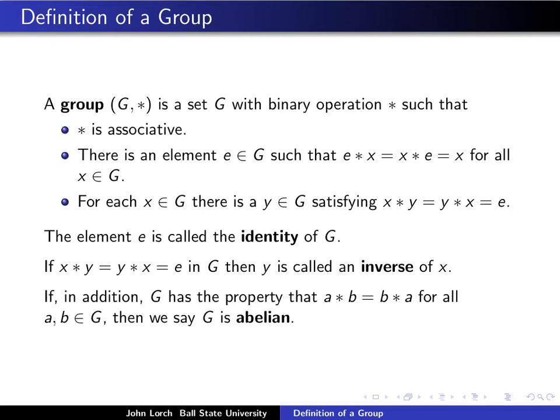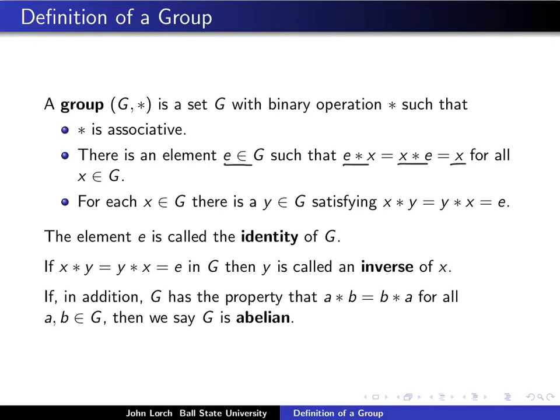The second property is an identity property. It's asserting that there's a special element, E, lying in G, such that when we apply E to X, either on the left or on the right, it leaves X unchanged. And that's going to be true for any X whatsoever in our group G.